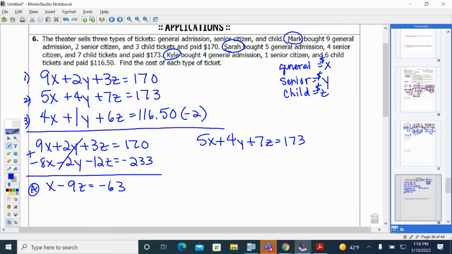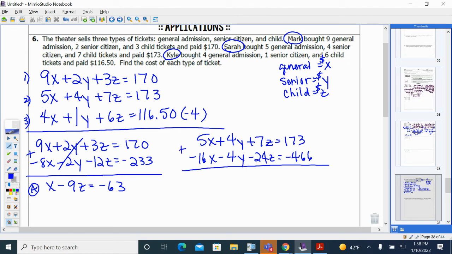But now I'm going to multiply equation number 3 by a -4. By multiplying this by a -4, that will eliminate the y's again. So 4x times -4 is -16x, minus 4y, minus 24z equals 116.50 times -4 is -466. And add.